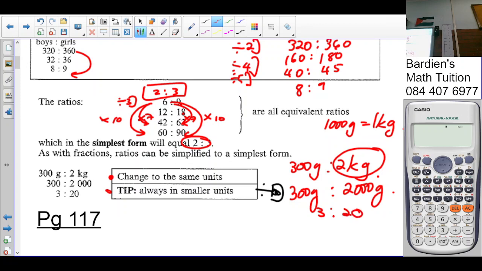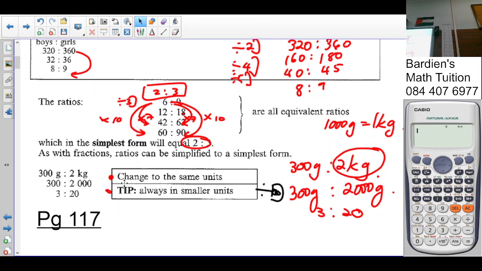What else do you notice? That I've dropped the grams. So whatever unit you use, 3 grams is to 20 grams, 3 kilograms is to 20 kilograms, 3 tons is to 20 tons. You guys understand? So at this point we also drop our units, because a ratio in the simplest form doesn't have units. Why? Because it could be given as grams, kilograms, tons, whatever. You guys understand?